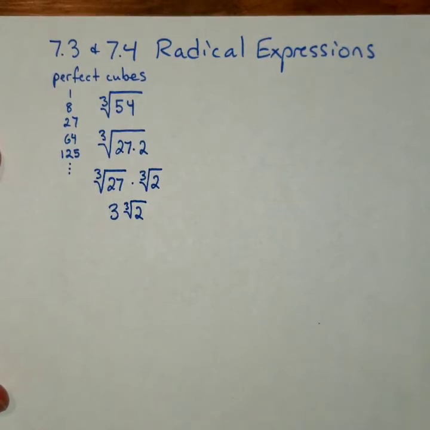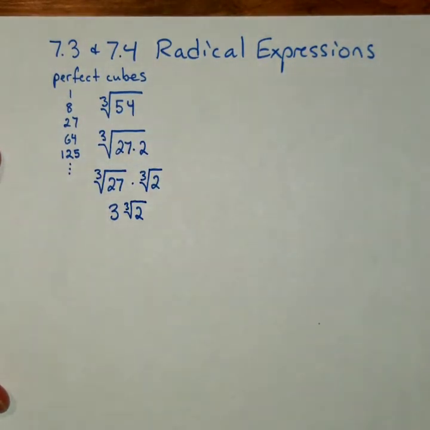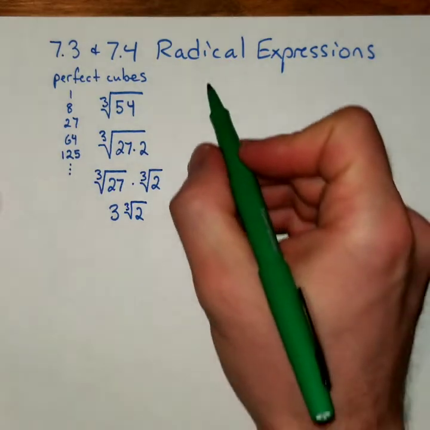Okay. So cube roots work in a similar way. You just have to find perfect cubes that are factors rather than perfect squares. Now, we're also going to look at simplifying variables or variable expressions. So let's take a look back at these square roots for a moment.